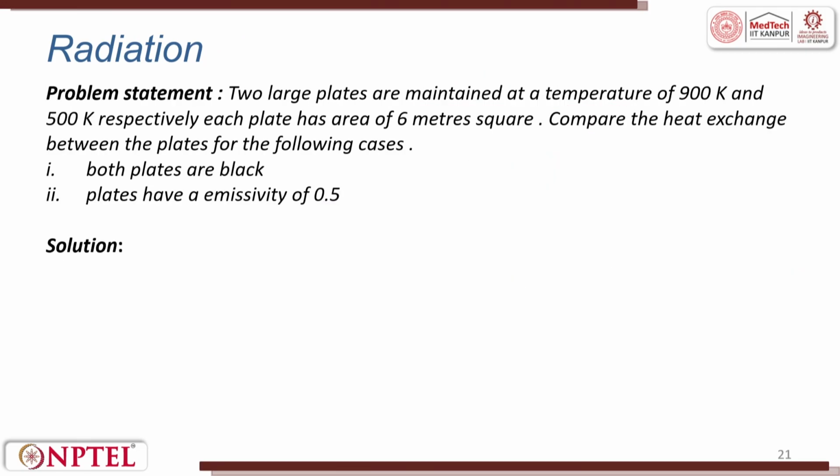Now, let me take a problem statement and we will try to understand how to calculate the heat exchange for a specific problem. The problem says, two large plates are maintained at temperatures of 900 Kelvin and 500 Kelvin respectively. Each plate has an area of 6 meters square. Compare the heat exchange between the plates for the following cases. Number 1, both plates are black, which means emissivity would be 1. Number 2, both plates have an emissivity value of 0.5. These two cases we will see.